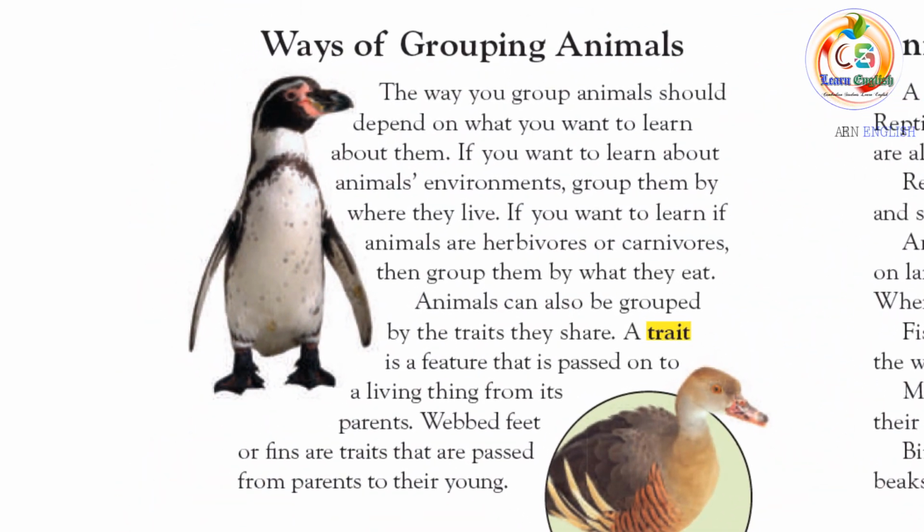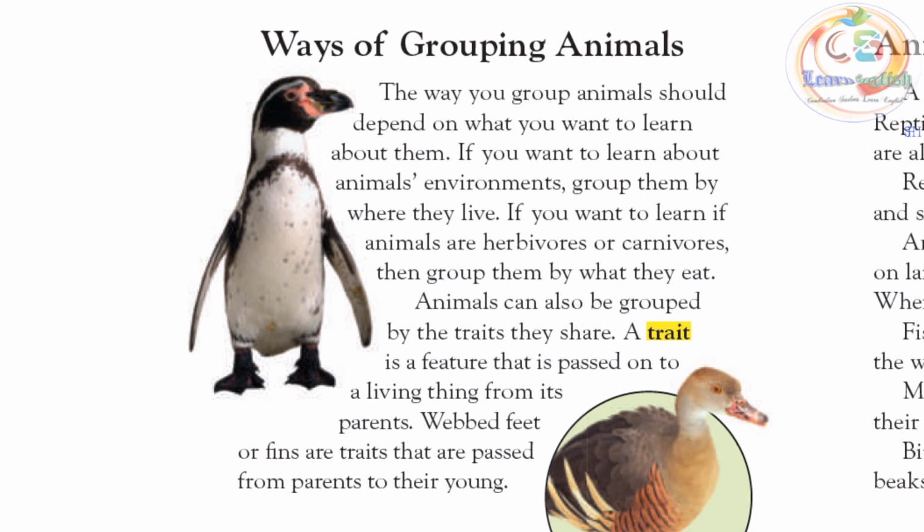Ways of grouping animals. The way you group animals should depend on what you want to learn about them. If you want to learn about animals' environments, group them by where they live. If you want to learn if animals are herbivores or carnivores, then group them by what they eat.